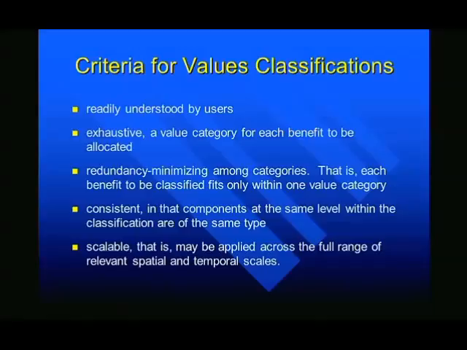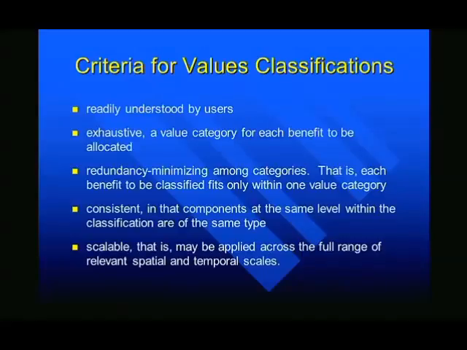Firstly, that it should be readily understood by users. That's straightforward, particularly when you're dealing with multiple stakeholders. It needs to be readily recognised. Secondly, that it's exhaustive in that there is a value category for each benefit to be allocated. I think that's fairly reasonable.